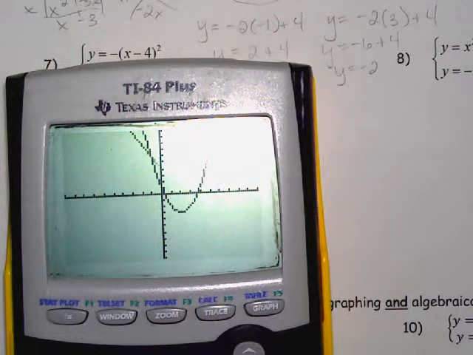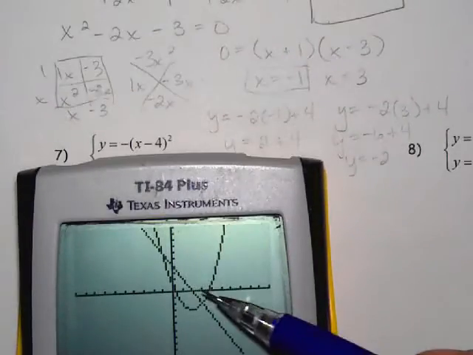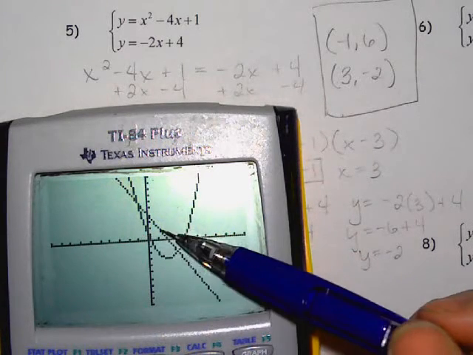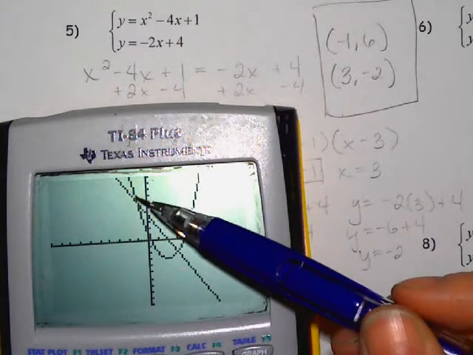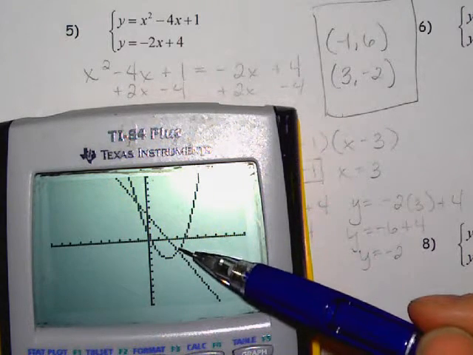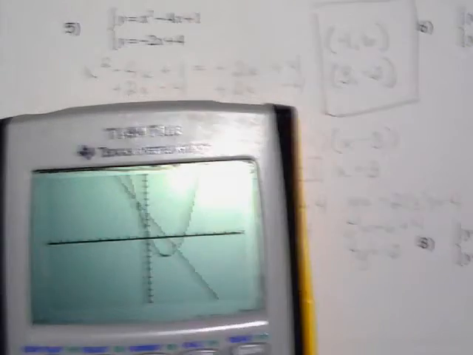We have our parabola and our line. And there's ways to trace it and look more clearly, but our points of intersection we found to be negative 1, 6. So if we go over to negative 1, up 6, we're crossing there, and 3, negative 2. So you can trace it and you can zoom in and find your more exact points. There's also a way to calculate it on the calculator, but you can be roughly certain you're in the right place anyway.